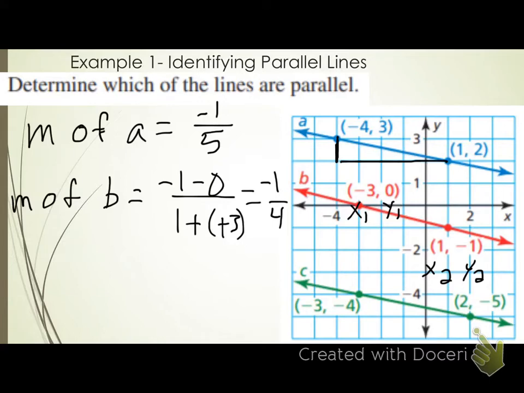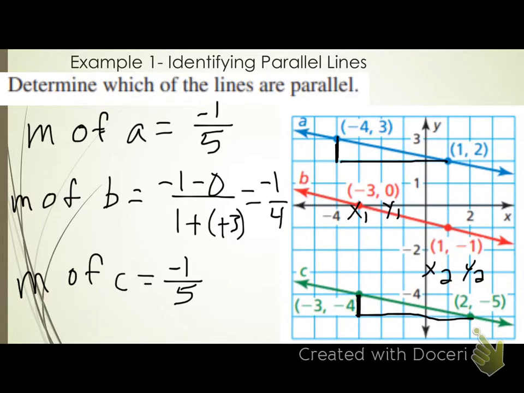Okay, which method do we want to use on line C? Rise over run or slope formula? Rise over run. So slope of C. How far am I going to get from this point to this point? Rising, negative 1. How far am I running? 5. That's not a very straight line, I apologize. So what can I conclude about lines B and C? They are not parallel, are they?